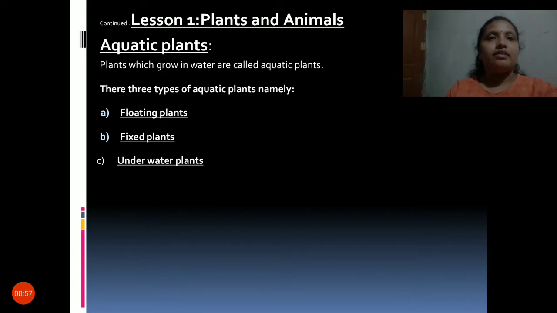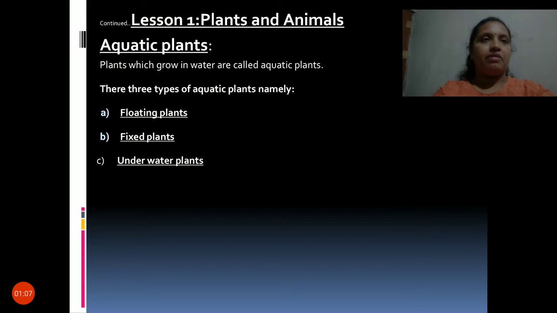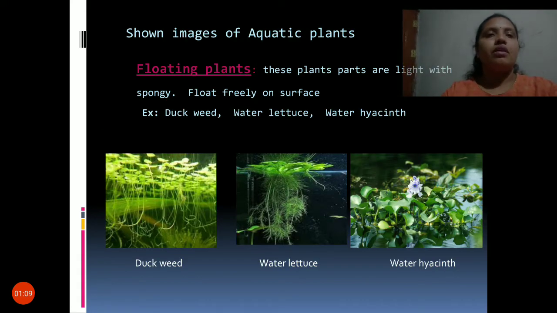Okay, there are three types of aquatic plants, namely floating plants, fixed plants, and underwater plants. Let us see one by one. I have shown some images here. First one, floating plants. These plants' parts are light and spongy. You can observe the pictures.